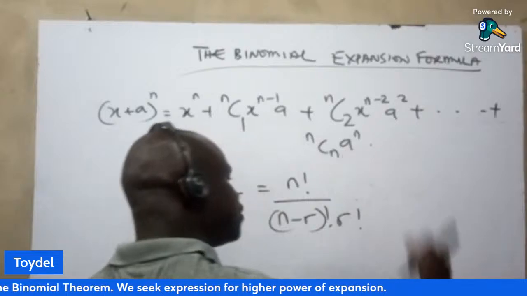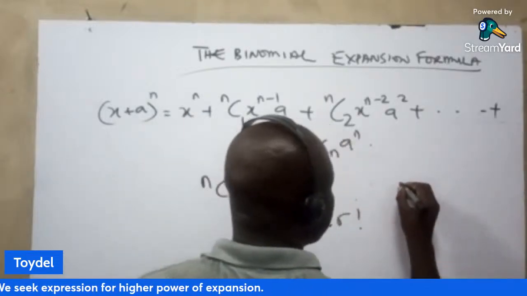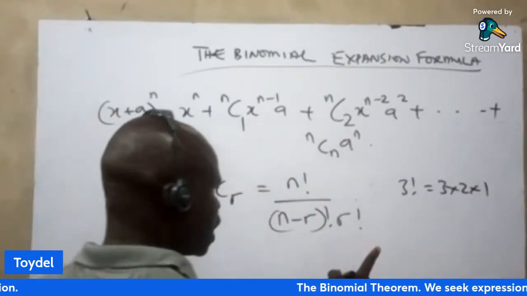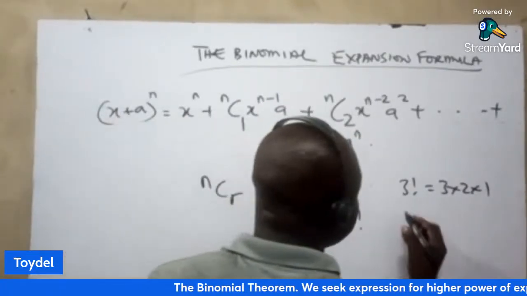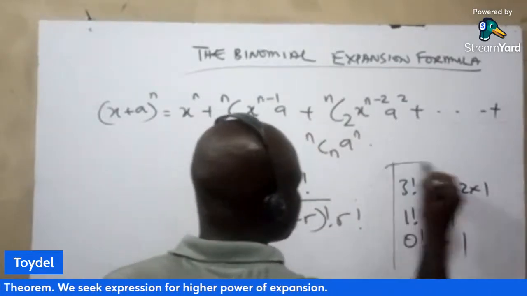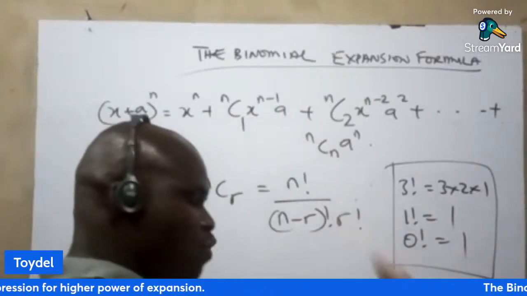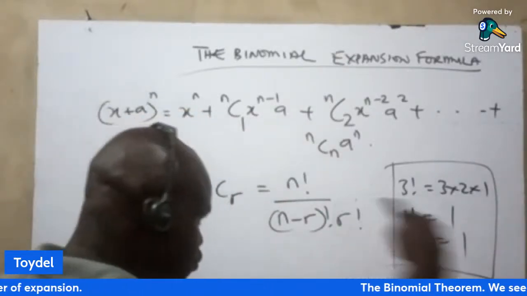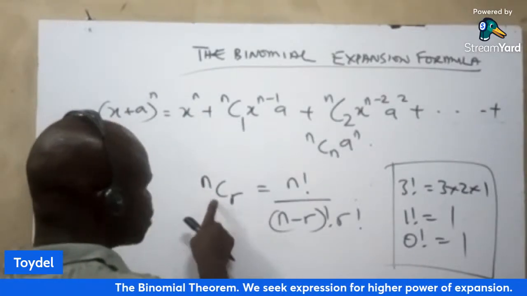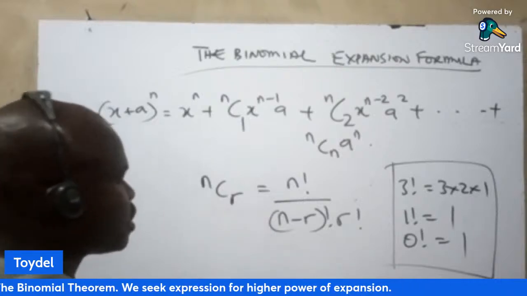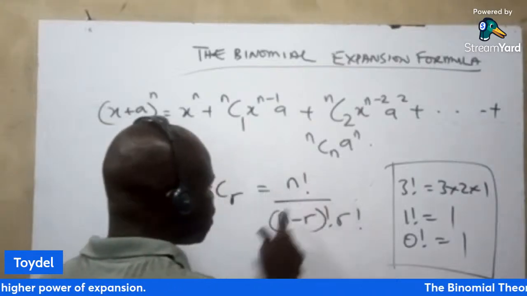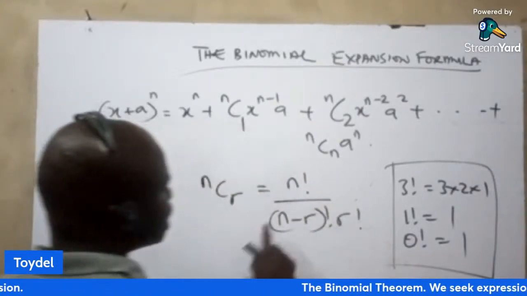Factorial simply means you reduce that digit down to 1. If I have 3 factorial, it simply means 3 times 2 times 1. That's the meaning of 3 factorial. 1 factorial is 1, and 0 factorial is also 1. Let's take notes. Combination has to do with selection, while permutation, which is another one, has to do with arrangement. So n combination r will give us n factorial all over n minus r factorial times r factorial, and that is what we are going to get.